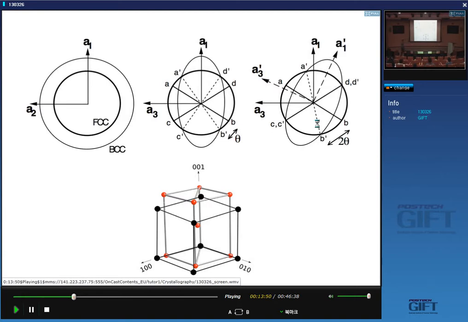So in this plane, there's no vector which is left undeformed, right? Every vector is extended. So you cannot have any coherency in that plane, right?